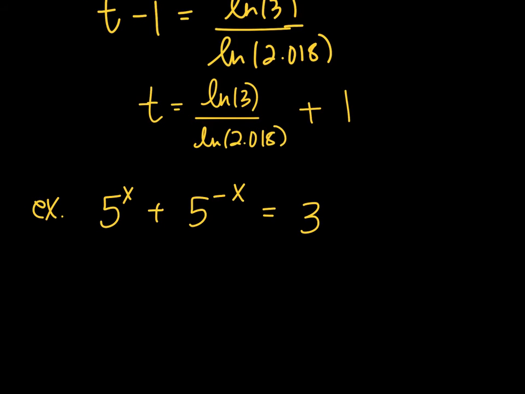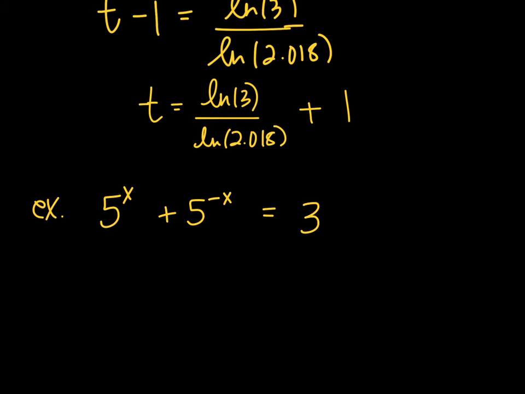Now, if it was just 5 to the x equals 3, what would you do to both sides? Natural log, okay? The problem is this extra thing here, this plus 5 to the negative x. You cannot take the natural log of 2 pieces, so it would be illegal to do a natural log on both of those. That would be incorrect. It would also be incorrect to try and do a natural log to all of it at the same time. You can't take the natural log of the sum either.